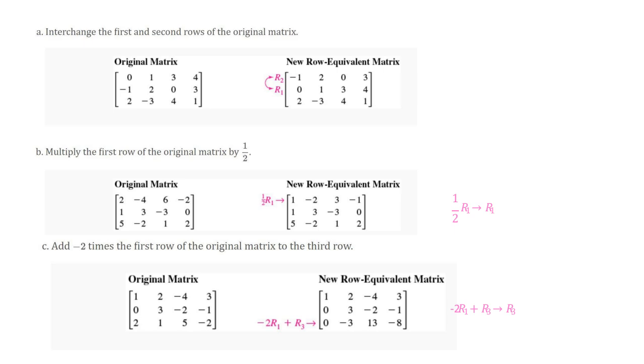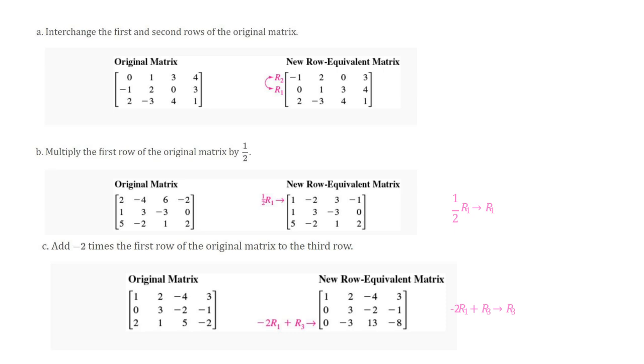Do you see here? My row 3 was 2, 1, 5, -2, but I'm doing an alteration. I'm adding it to the multiplication of -2 times row 1. So -2 times 1 is -2. -2 plus 2 is 0. -2 times 2 is -4. -4 plus 1 is -3. -2 times -4 is +8. 8 plus 5 is 13. -2 times 3 is -6. -6 plus -2 is -8. And there it is. This is my new row 3 after this alteration. Again, this is an example of adding 2 rows together with an alteration.